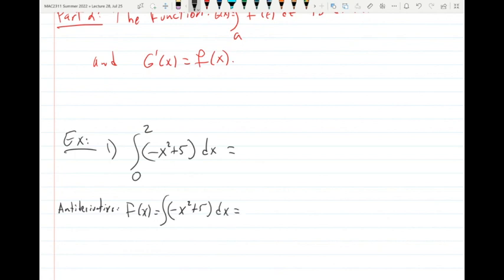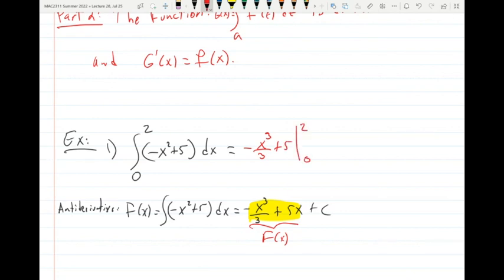And we can do that easily, right? Just a power rule. So what is this? Negative x cubed over 3 plus 5x plus c. But then I just need one antiderivative. So this is what I'm going to take as my F of x. You okay with this? So according to the fundamental theorem of calculus, this is going to be my antiderivative. And then I'm going to evaluate it from 0 to 2.